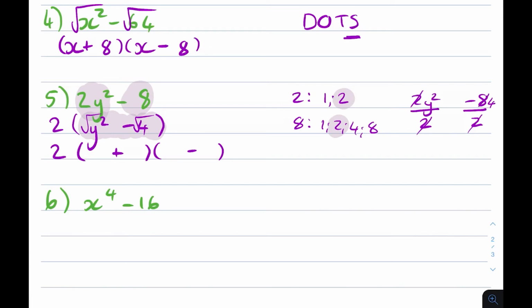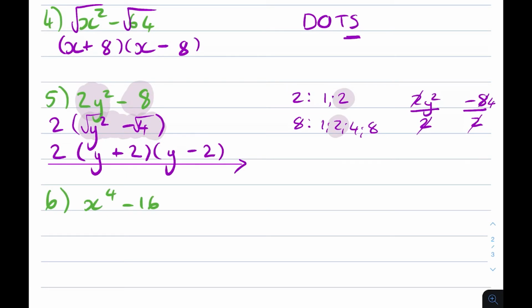So what's the square root of y squared? It's a y times a y. And what's the square root of 4? It's a 2 times a 2. And then that is your answer. So always first check if you can take out a highest common factor.